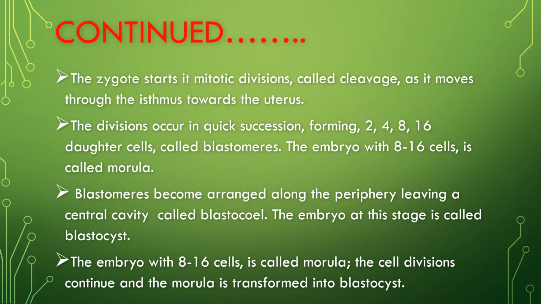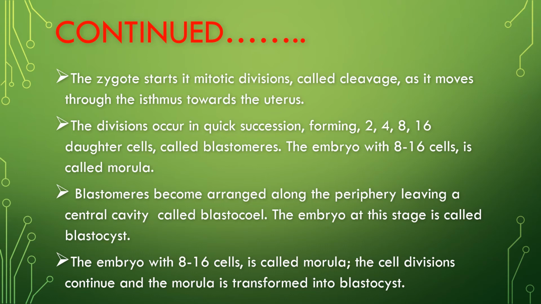This is going on in the fallopian tube, and after its formation the zygote moves towards the uterus. As it moves, mitotic division starts, and this continuous mitotic division is called cleavage. The zygote divides to form 2, 4, 8 and 16 cells, and all these cells are called blastomeres. When the number of cells is 8 to 16, this is called the morula. In the next video we will study the morula and blastula in detail.